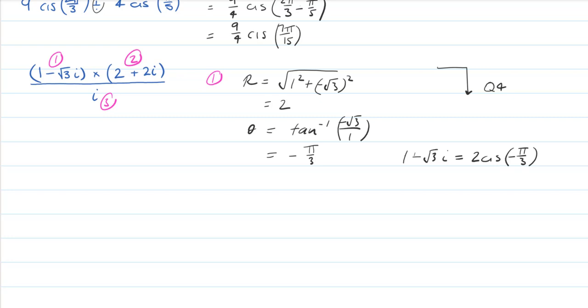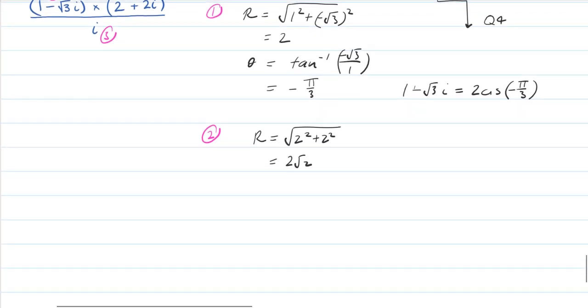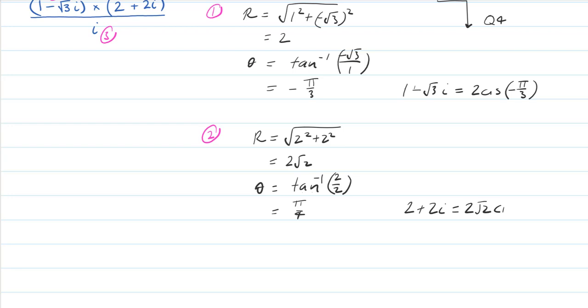Okay, and then we've got 2. r equals the square root of 2 squared plus 2 squared, which equals 2 root 2. And theta is equal to tan inverse of 2 over 2. This is the first quadrant, so it's pretty easy to work out. Tan inverse of 1 is pi on 4. And so therefore 2 plus 2i is equal to 2 root 2 cis pi on 4.